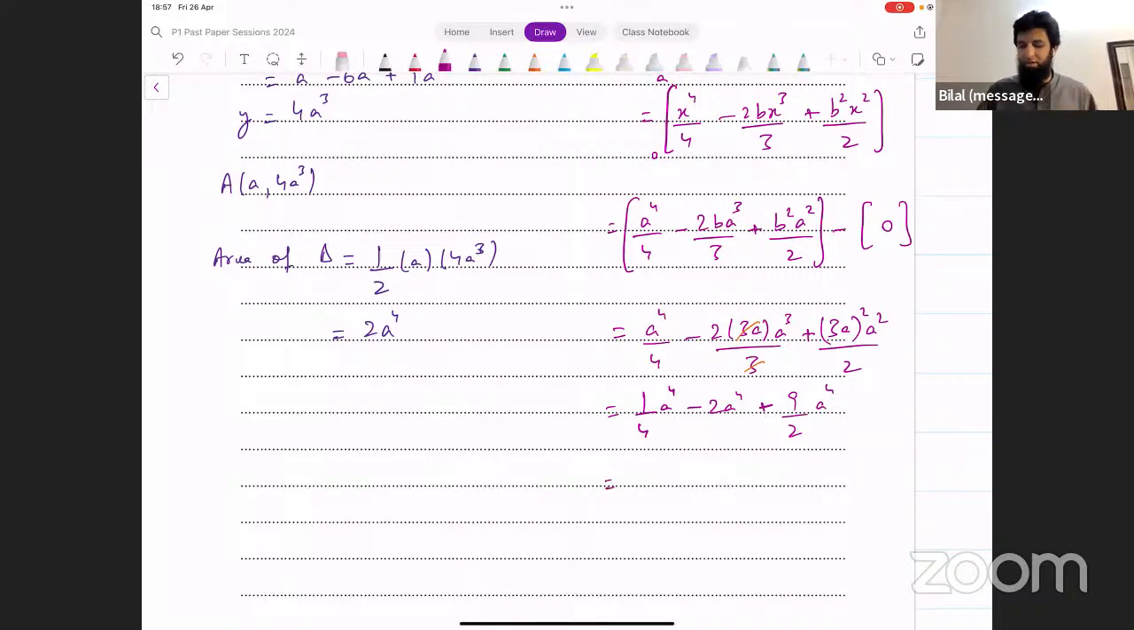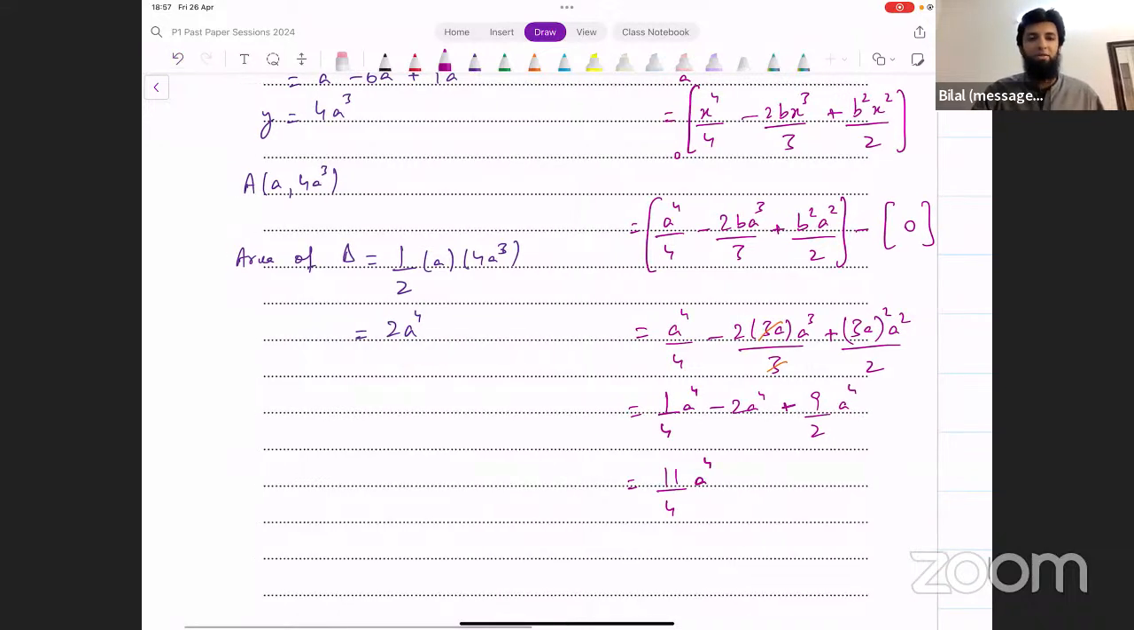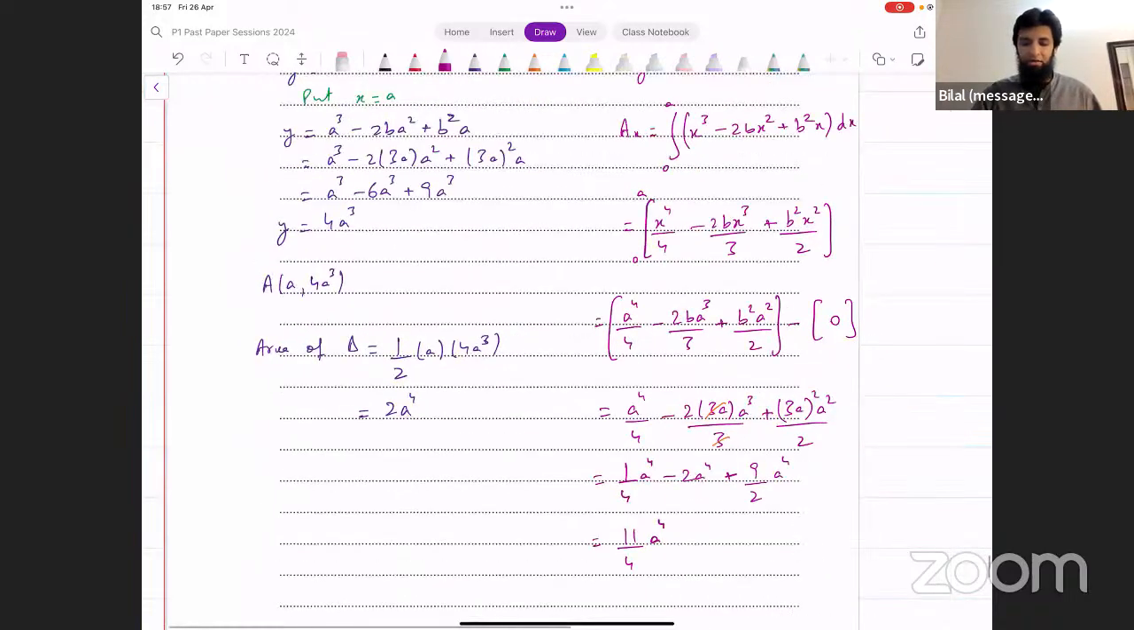Now let's put this on our calculator. 9 over 2 minus 2 plus 1 over 4. And that's giving me 11 over 4. That's something positive, so that makes more sense. And it's greater than this as well, so it should be greater than that. 11 over 4 into a raised to power 4. That's the area under the curve.